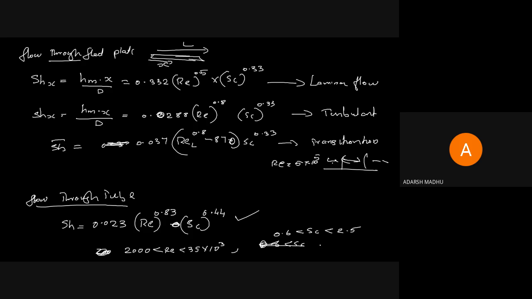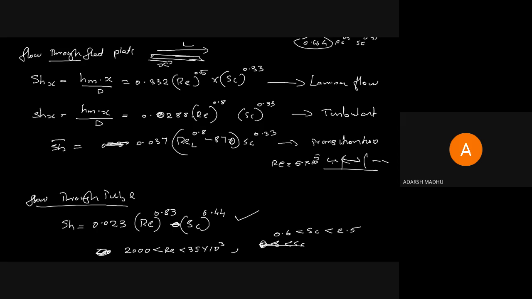That is 0.664, Re to the power 0.5, and so on. You can see the 0.664 value here, and it is double this value, 0.332 into 2. Double of this value is taken, 0.664. And again for turbulent flow you can see double the value of 0.0288. So 0.332 will also be shown as 0.664.